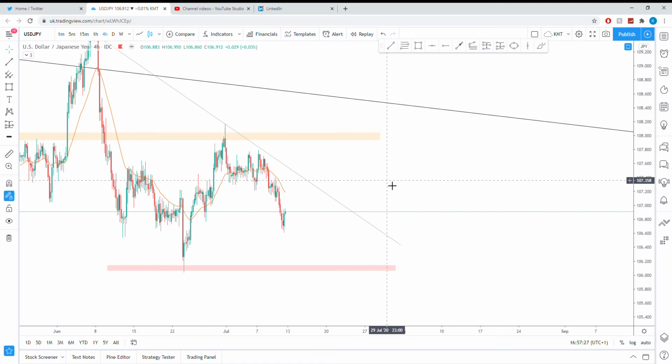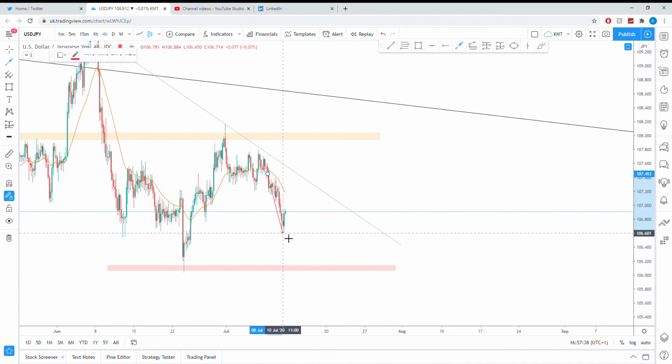So we're looking at USDJPY here. Now I'm looking at a potential buy. The reason for this is we're looking at some overextension of this move to the downside, so I feel like we'll need to have this pullback.